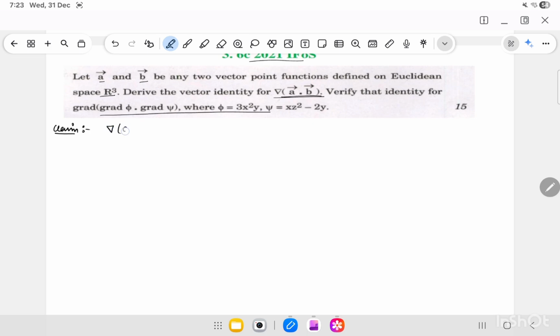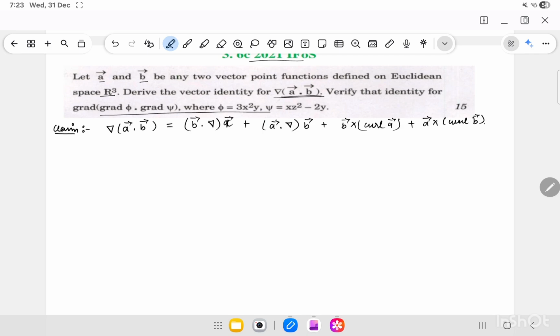gradient of a vector dot b vector is equal to b vector dot gradient a vector plus a vector dot gradient b vector plus b vector cross product with curl a vector plus a vector cross product with curl b vector. So this is the identity that we are supposed to evaluate.